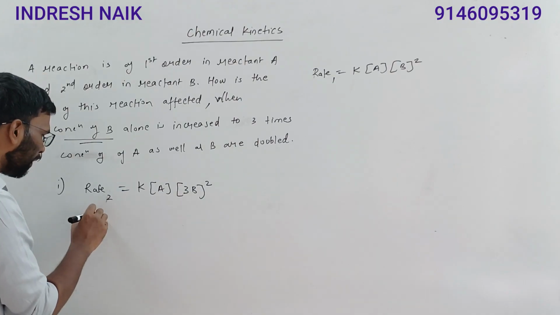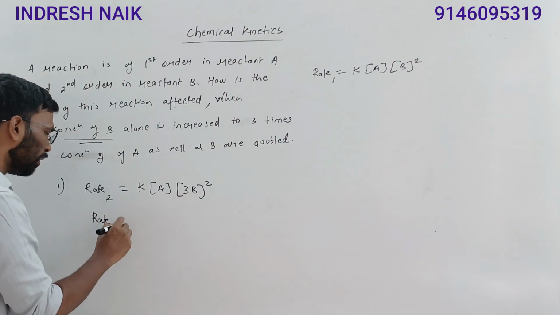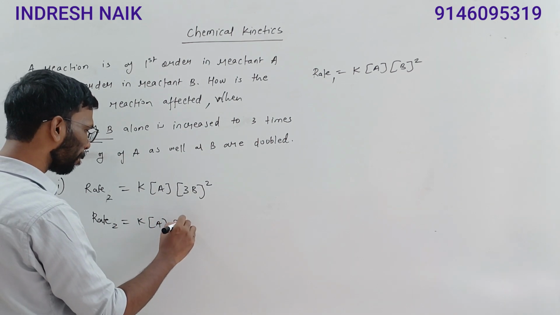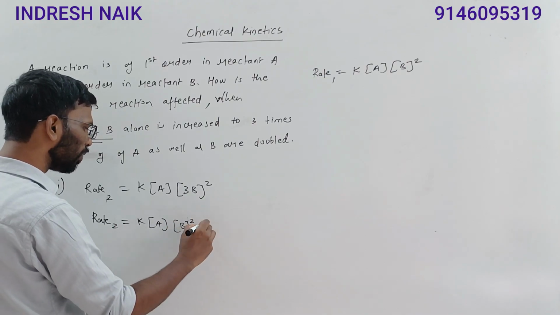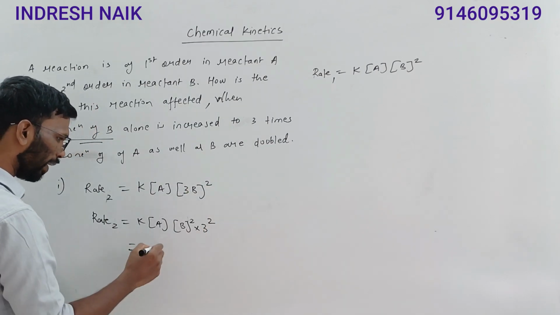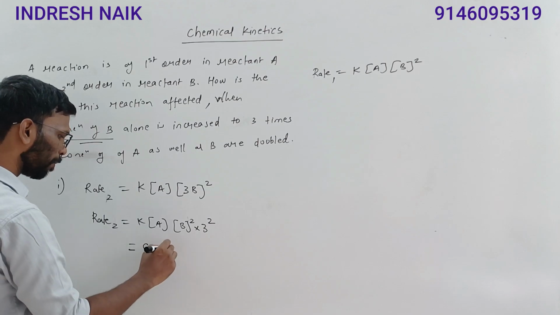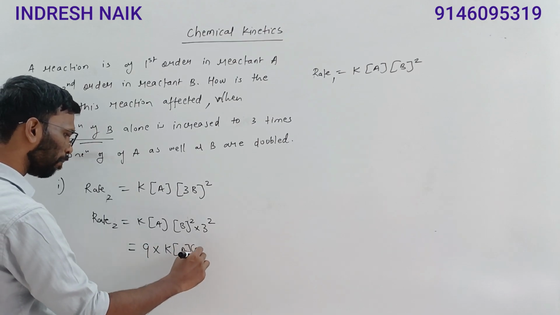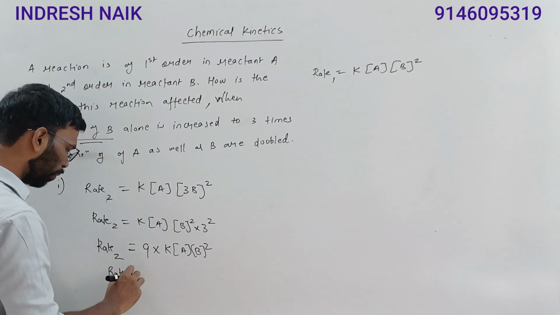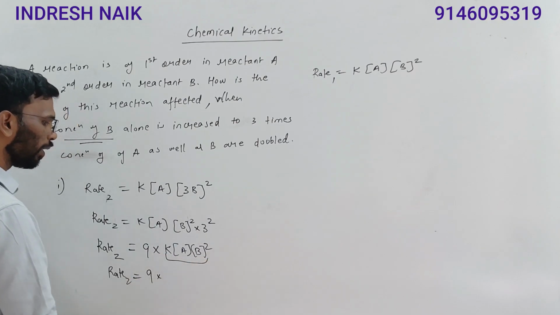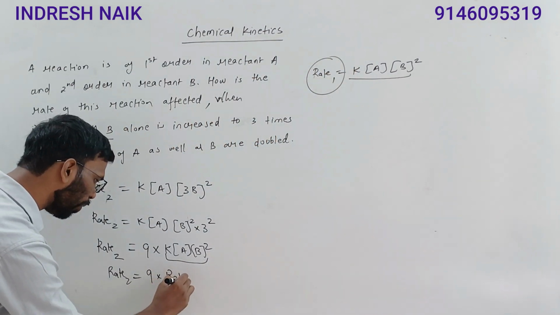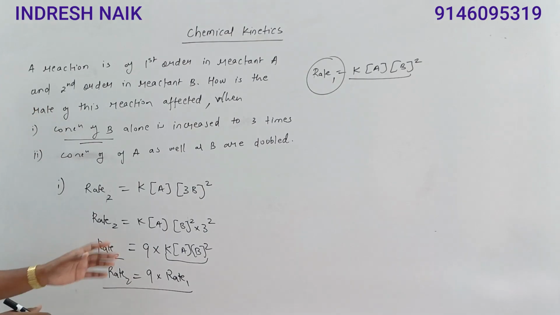So what would this new rate be, the speed of the reaction? K, A, B raised to 2, and B is 3, so 3 squared. 3 squared is 9. I will write this 9 first, and then K, A, B squared. So this is rate 2. Rate 2 is 9 into KAB squared, and KAB squared equals rate 1. So the rate is becoming 9 times the rate 1.